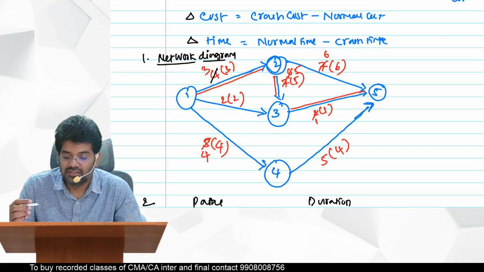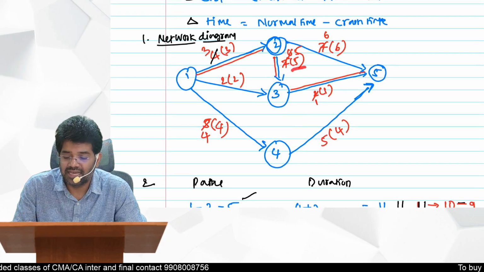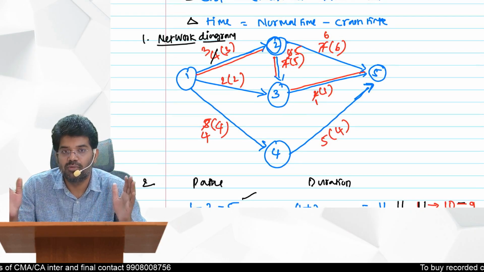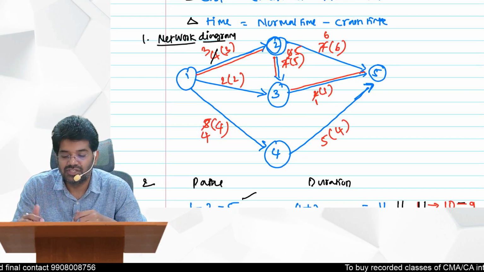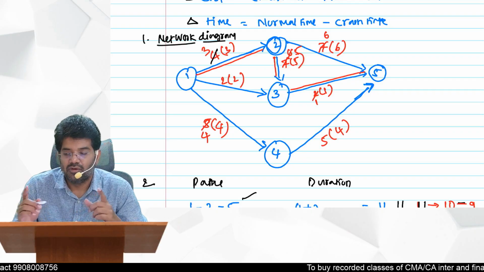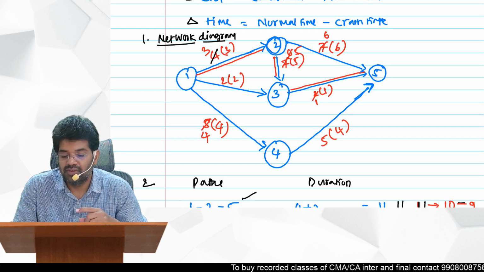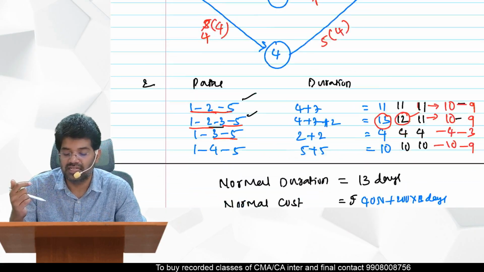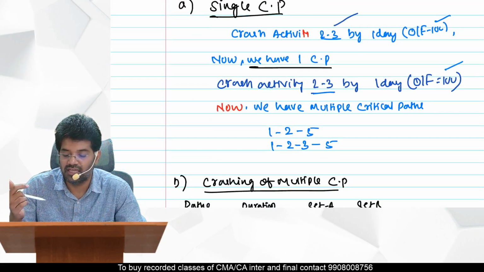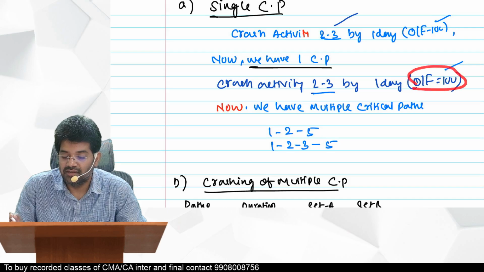Okay. So what is the maximum you can reduce to? 5 days. What is the scope available? 2 days is available now. We already crashed this activity by one day, and the maximum we can crash up to is 5 days, so 2 days are available. So one more day we can crash 2 to 3. Crash activity 2 to 3 by 1 day. So the outflow will be 100.